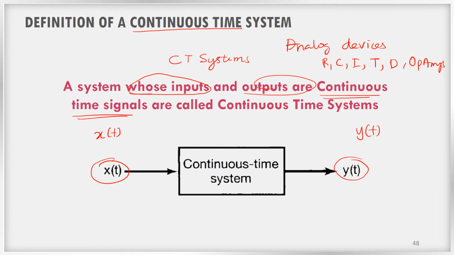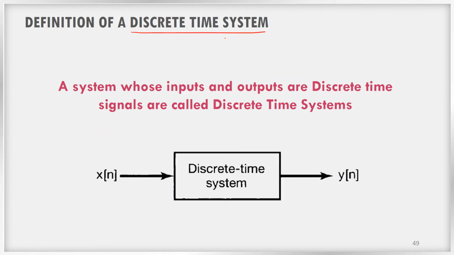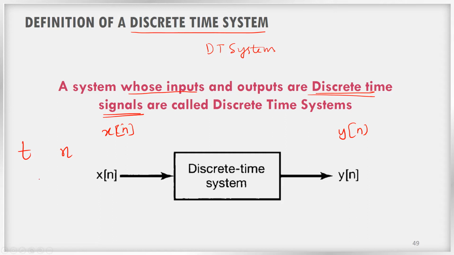So this was the case of the previous era of electronics, where we used many analog devices to process such kind of signals. But coming to the discrete time systems, otherwise DT systems, it is defined as a system whose inputs and outputs are discrete time signals. Here you can see input is x of n and output is y of n. So it is not t, it is n. What are discrete time signals? We have already discussed in the second lesson, that is classification of signals. If you have any confusion, I request you to go back and watch those videos for better clarity.